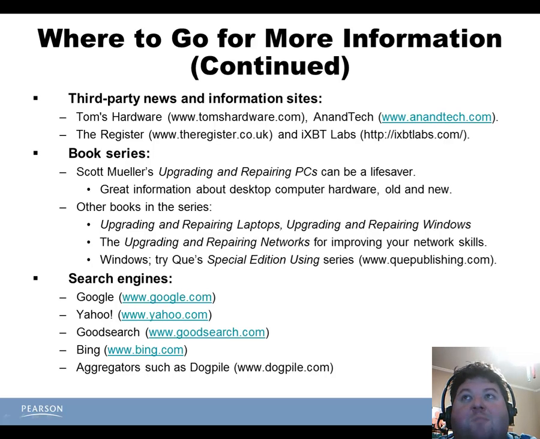There are lots of third-party information sites. Tom's Hardware is one they mention here, and The Register. I like to look in the different newsgroups for things. Usually when I'm troubleshooting anything or trying to learn anything, Google is always my first stop. I'll open up Google and do a search from there, and I'll look for people that have had the same problem maybe and see how they solved it.